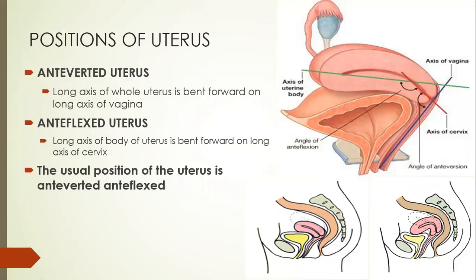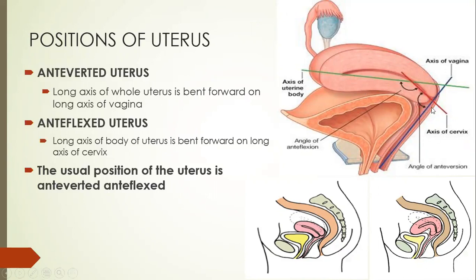Now coming to the position of the uterus. What is the normal position of the uterus? The usual position is called anteverted anteflexed. Anteverted and anteflexed. This angulation, this shape, is called anteverted anteflexed.